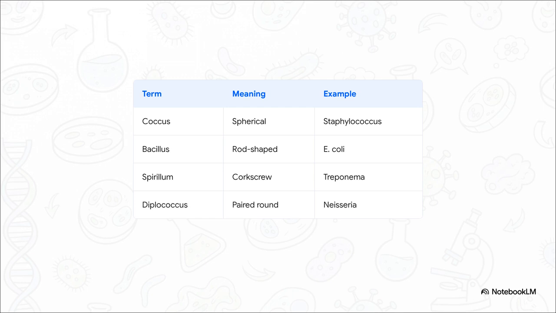But here's the classic exam trap you need to watch out for. Diplococcus. If a test asks you to identify organisms arranged as pairs of round cells, the answer is definitively Diplococcus. Don't let them trick you into guessing chains, which would be strep, or clusters, which would be staph. Diplococci are strictly paired round cells, a perfect example being Neisseria gonorrhoeae.